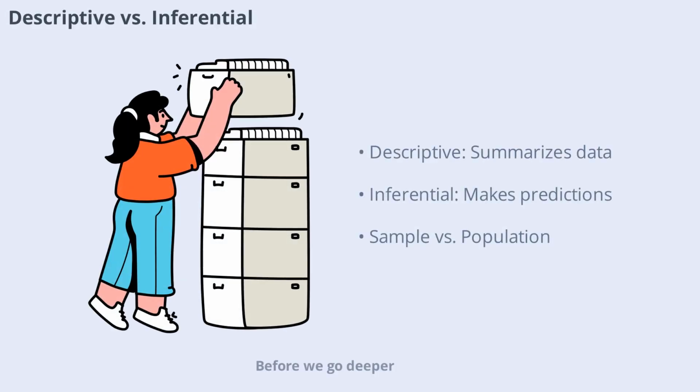Before we go deeper, let's clarify the difference between descriptive and inferential statistics. Descriptive statistics is all about summarizing and organizing data, think averages, percentages, and charts. Inferential statistics, on the other hand, takes things further. It allows us to make predictions or inferences about a population based on a sample. For example, if you survey 100 people about their favorite ice cream flavor, inferential statistics helps you estimate what the entire city might prefer. This distinction is crucial for understanding the power and limitations of statistical analysis.